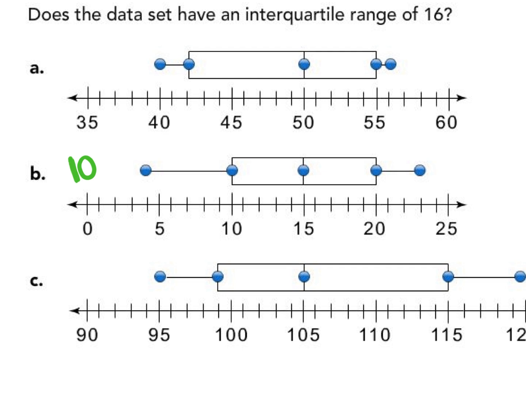C. So if we look at our upper quartile, it's at 115. Our lower quartile is at 99. 115 minus 99 is 16. So that one does have an interquartile range of 16.